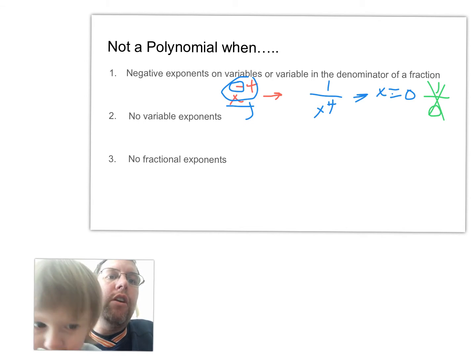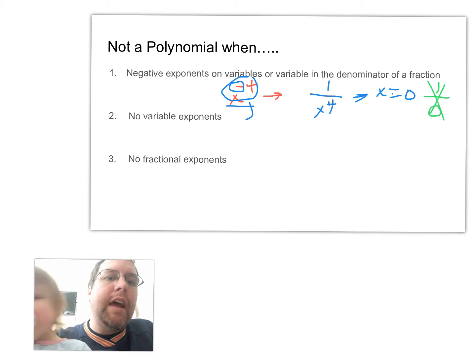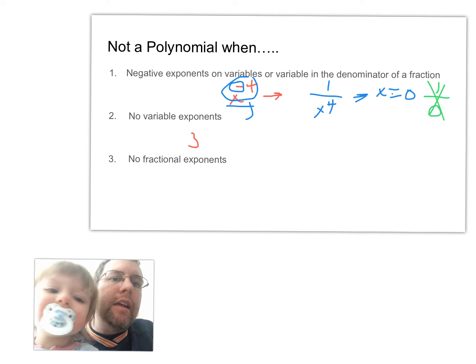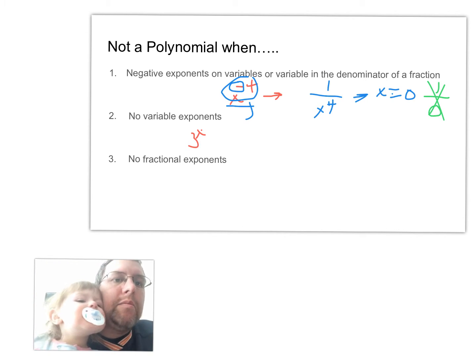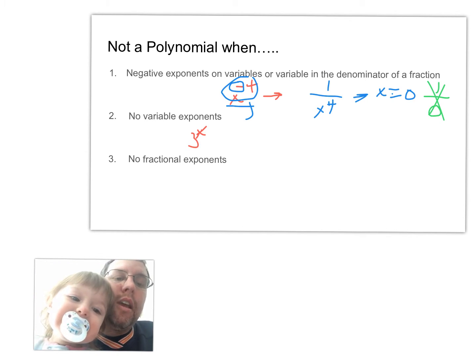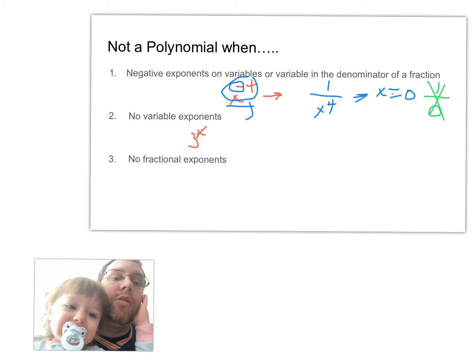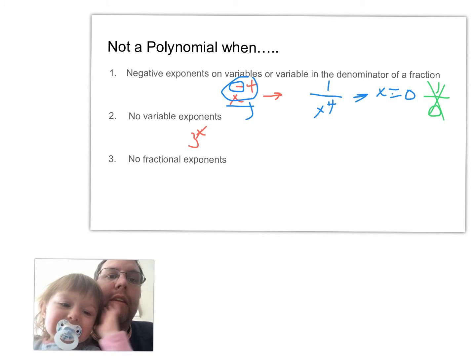Rule number 2, no variable exponents. So we cannot have something like 3 to the x, because that would also create issues in terms of graphing something like that.